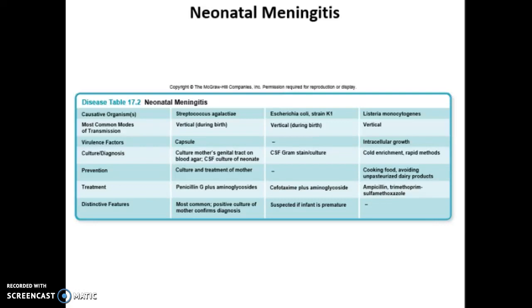And then this is a table looking at neonatal meningitis. And the one thing that I want you to look at is just Streptococcus agalactiae. Streptococcus agalactiae is an organism that can be the normal flora in the vagina, and so this can be contracted by infants as they're passing through the birth canal.